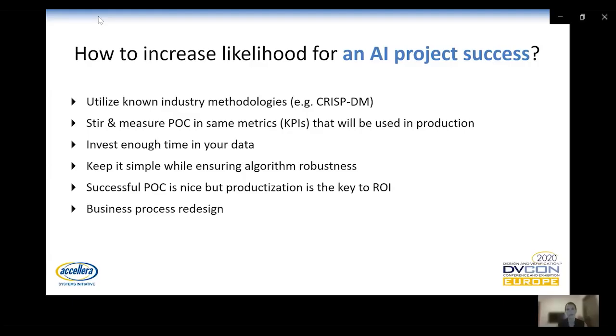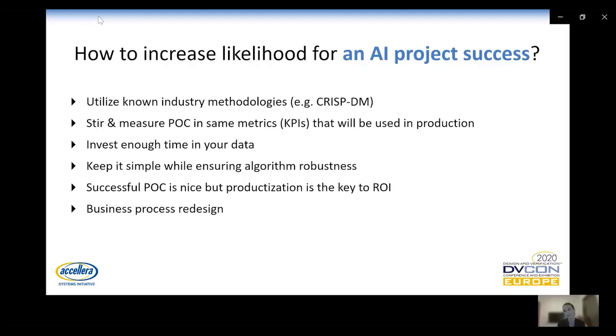The next one is the data. We talked so much about the data. So this is fundamental for any AI project, and you need to invest enough time in your data, either to generate it if it doesn't exist, or to model it properly so it can feed the model.